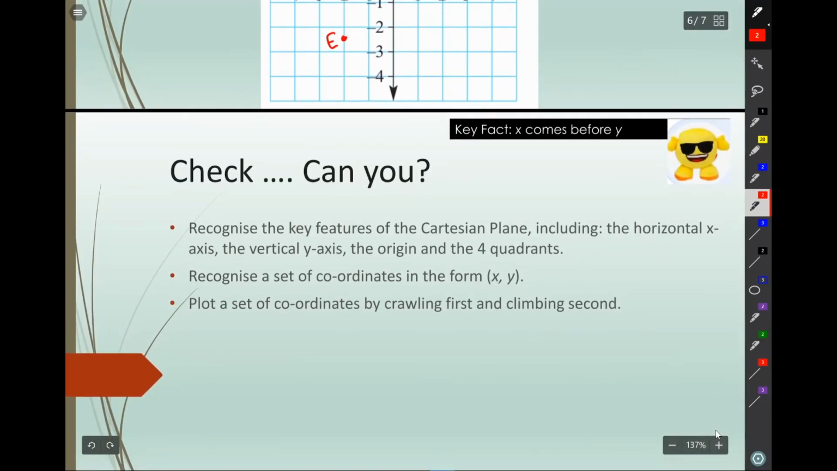Okay, so what we should be able to do now is point out all the key features of the Cartesian plane. We should understand that coordinates are given in this form, x first, then y, and we can plot these points by crawling horizontally and then climbing vertically.